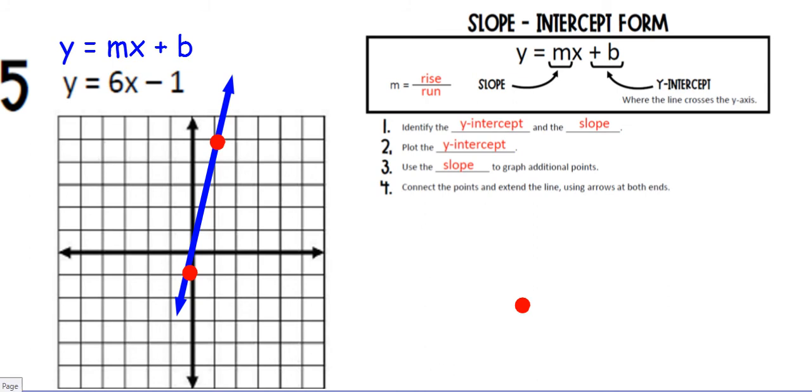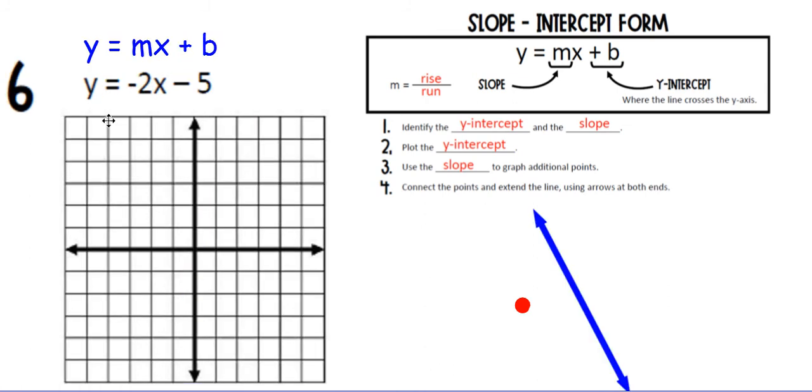All right, number 6. Y equals -2x minus 5, so I know I'm going to have a negative slope, so it's going to be going this way, and I'm going to start at -5. And then -2. So it's going to be going this way, so I'm going to rise 2. And if it was positive, I'd go to the right. It's negative, I'm going to go to the left. So I'm going to rise 2 and go to the left because it's negative. And then if we draw my line.